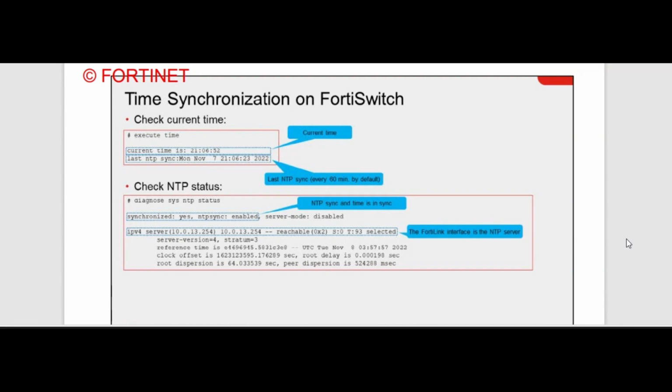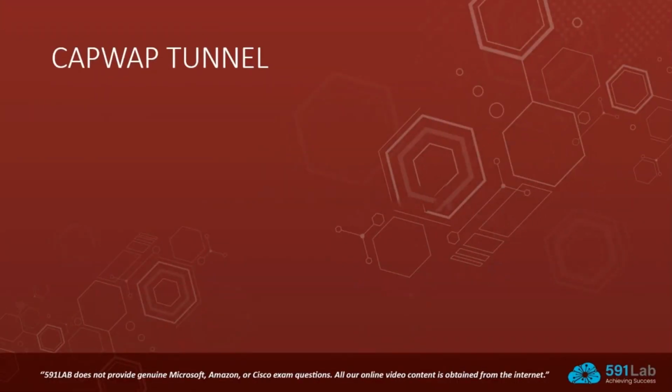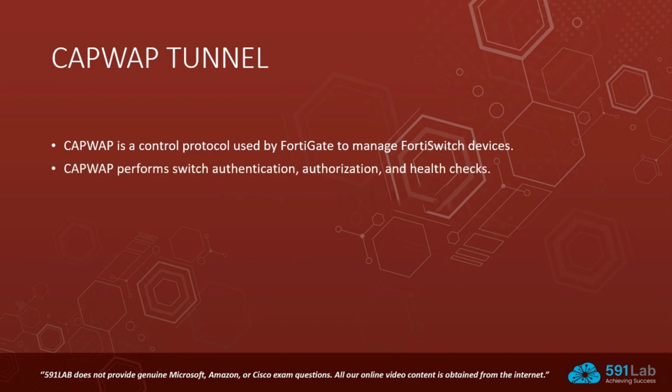Let's understand what is CAPWAP, since it is mentioned in this question. CAPWAP is the control protocol that FortiGate uses to manage FortiSwitch devices. It does switch authentication, authorization, and health checks, also known as heartbeats, by establishing a Datagram Transport Layer Security, DTLS, tunnel between FortiGate and the switch.